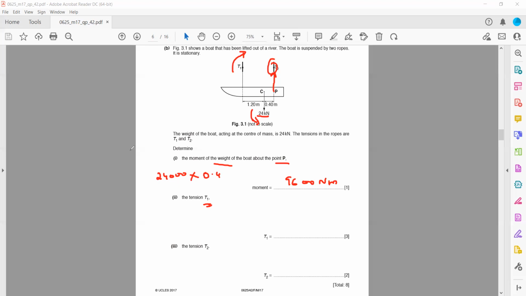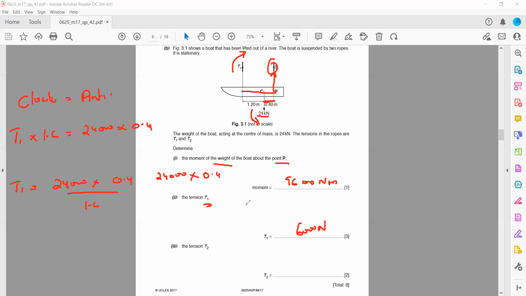So the total clockwise moment equals the total anti-clockwise moment. The total clockwise moment is T1 multiplied by the total distance from the pivot, that is 1.2 plus 0.4, 1.6. This equals the anti-clockwise moment, the force 24,000 Newton multiplied by the distance from the pivot, 0.4. So T1 is 24,000 Newton × 0.4 divided by 1.6. This gives us the value of T1, which is 6,000 Newtons.